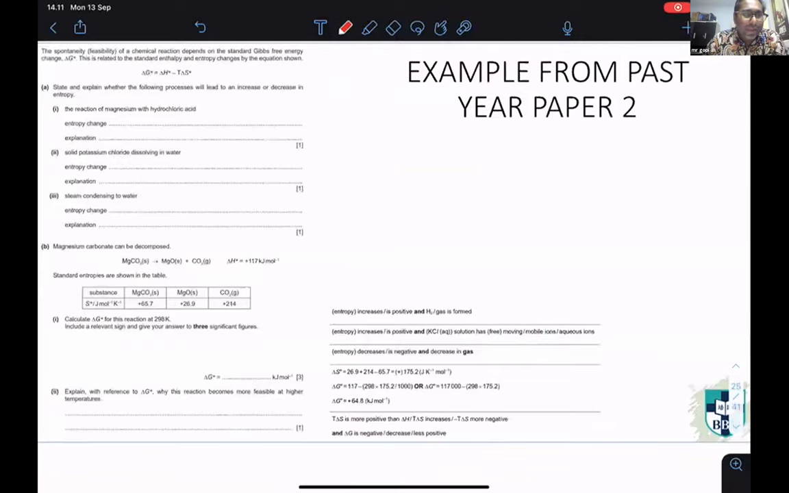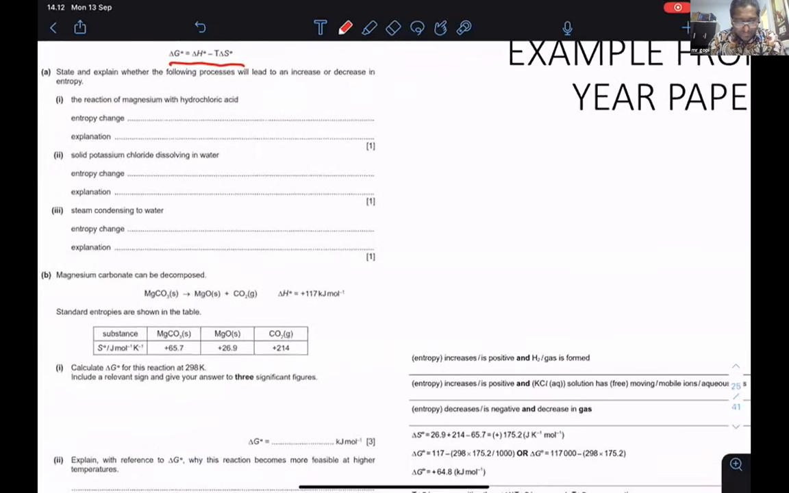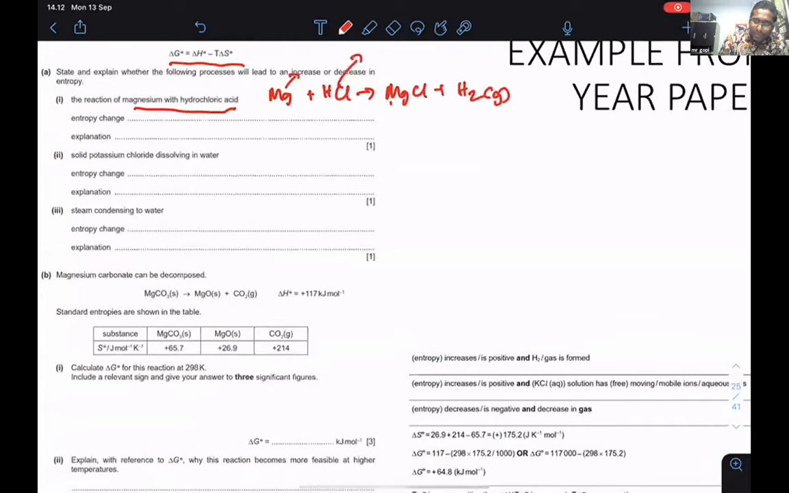So here you see A. They have given you the formula, and then you need to explain whether the following process will lead to an increase or decrease in entropy. Do remember, magnesium plus HCl gives magnesium chloride plus hydrogen gas. Do remember solid, aqueous, and suddenly you have gas. Entropy automatically will increase. Entropy is positive, because gas is formed. If you don't mention gas is being formed, you are not going to get the marks. Please remember this: you must tell the explanation. What is the explanation? Hydrogen gas is being formed.